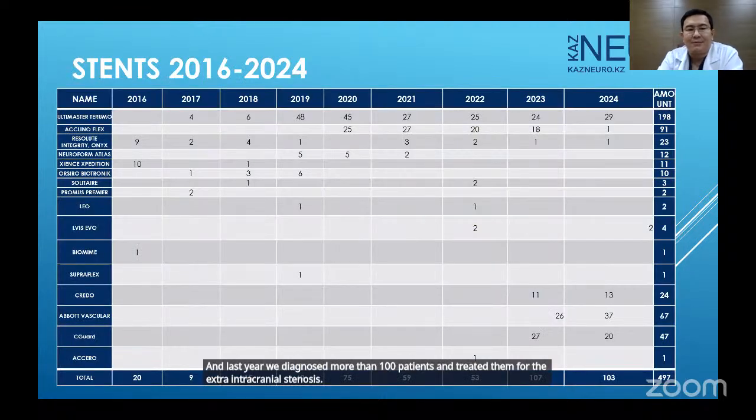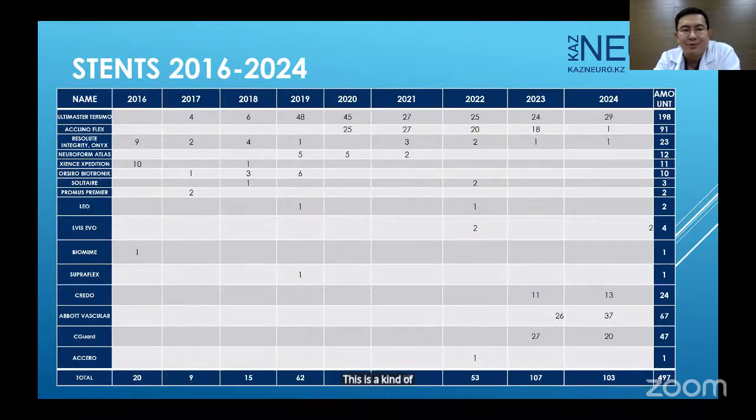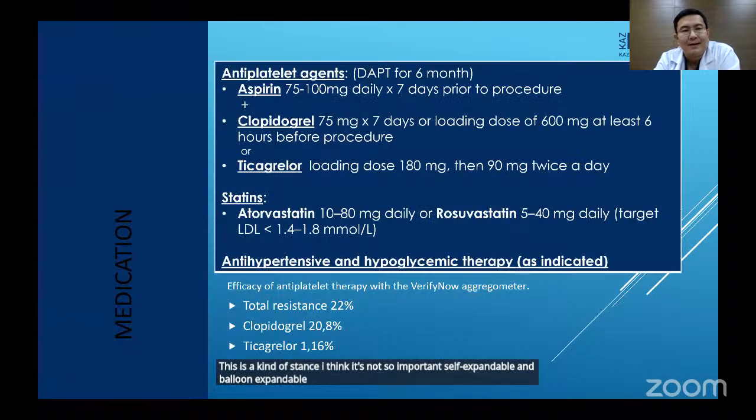This is a kind of stents. I think it's not so important. Self-expandable and balloon-expandable stents were used.